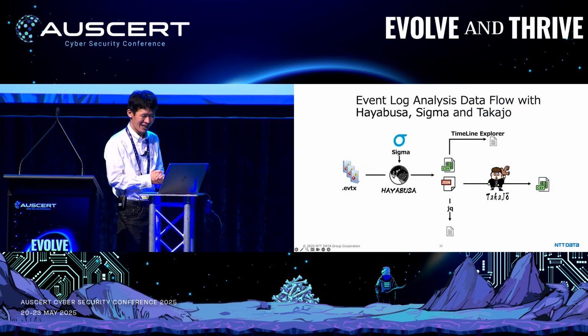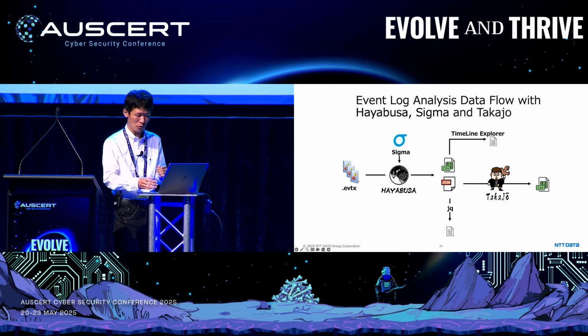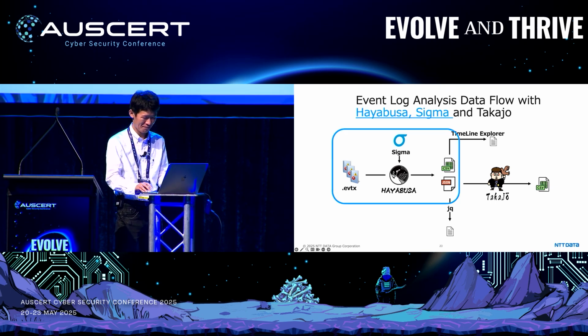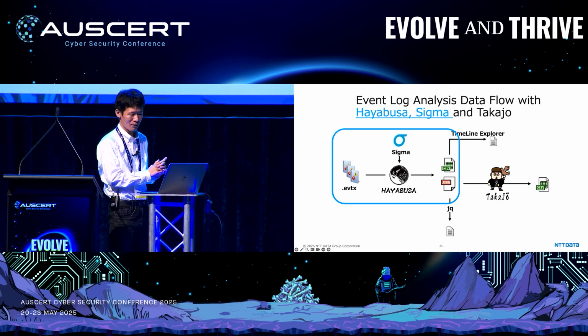Now, I'll explain the analysis workflow using these tools. First, we start with EVTX files as input. Next, we use Hayabusa and Sigma to scan the EVTX files and process the output. The results are output in CSV or JSON format, which allows for easy automated processing with tools like Timeline Explorer or jq. Finally, to simplify the analysis even further, you can feed Hayabusa's output into Takajo to obtain a summarized analysis result. First, I will explain Hayabusa and Sigma, which are highlighted in the blue line.